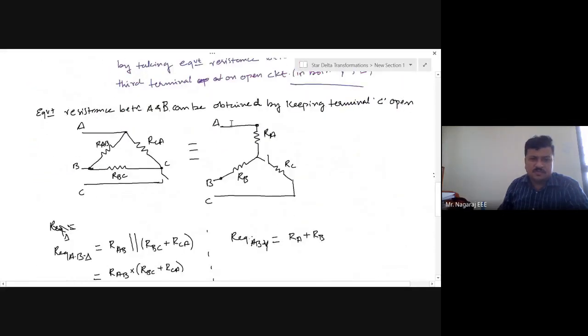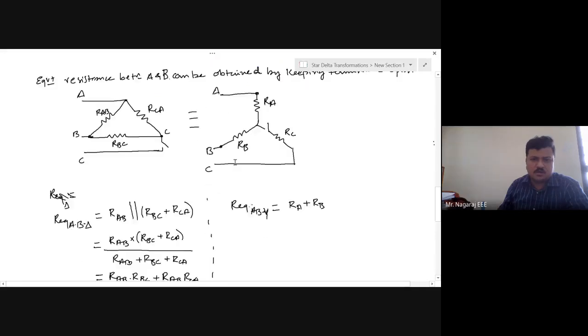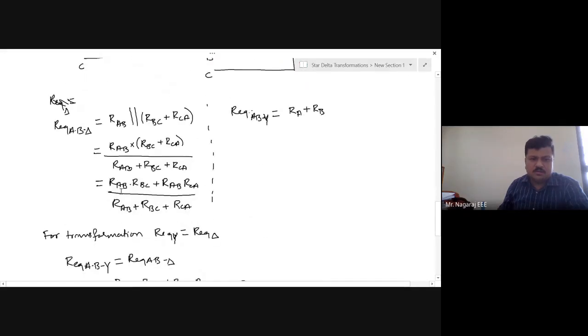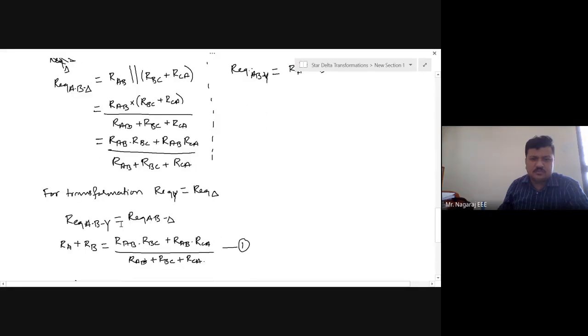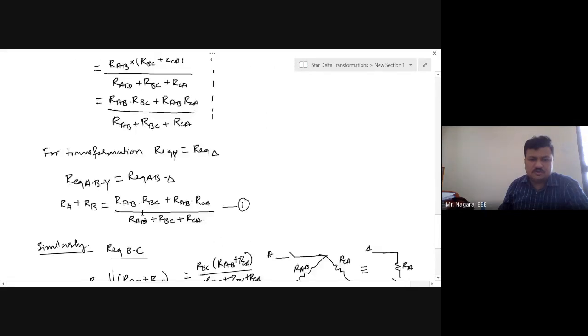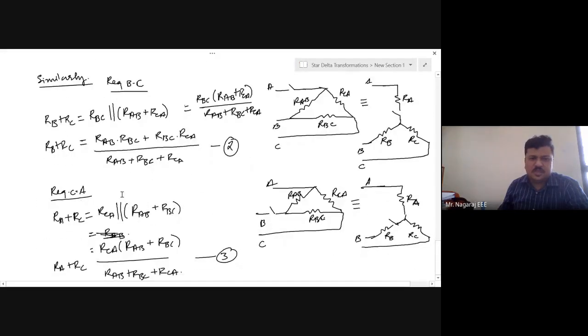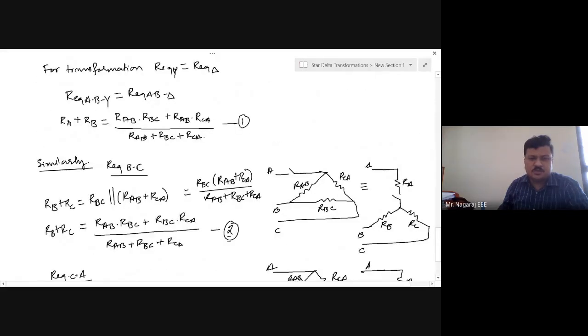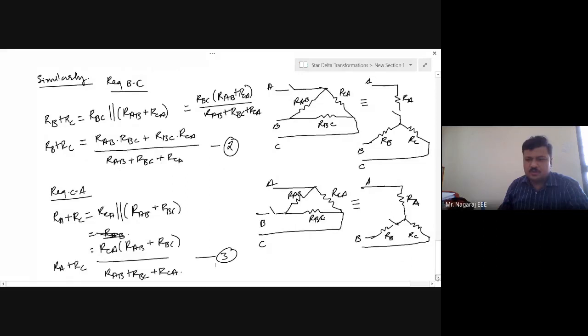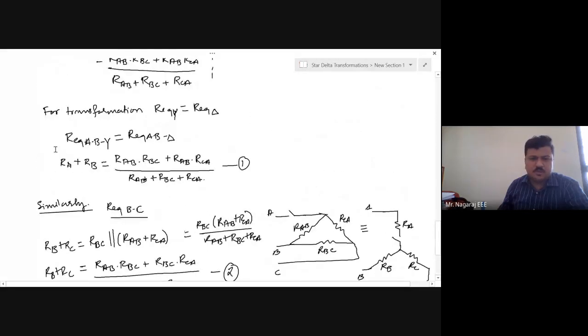With this principle, we have seen the equivalent resistance between A and B when I move from delta to star, and I got some value. Similarly, we find the equivalent resistance between B and C and between C and A. With these, I got three equations: equation 1, equation 2, and equation 3. Time being, I will keep all these equations.